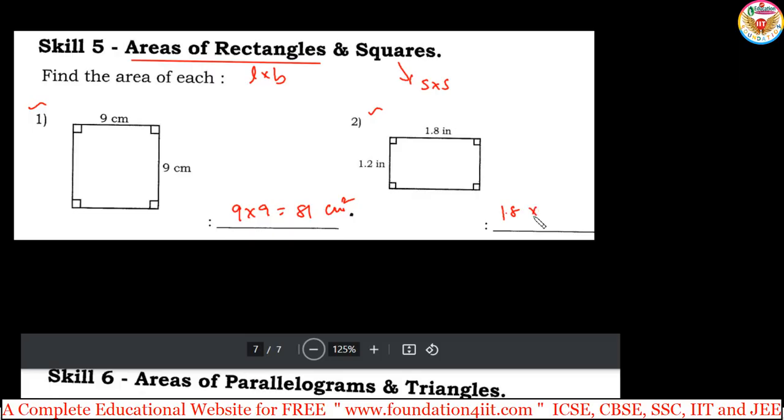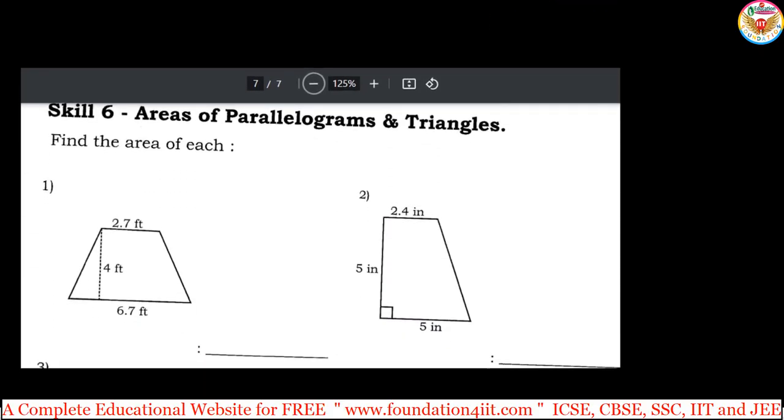So 1.8 into 1.2. It's in inches now, so the answer will come in square inches. Without the point, you multiply 18 times 12. 2 eights are 16, so this is 36. Again 18: 6, 11, 216. So that means 2.16. It's just a simple multiplication you can do to calculate these problems.